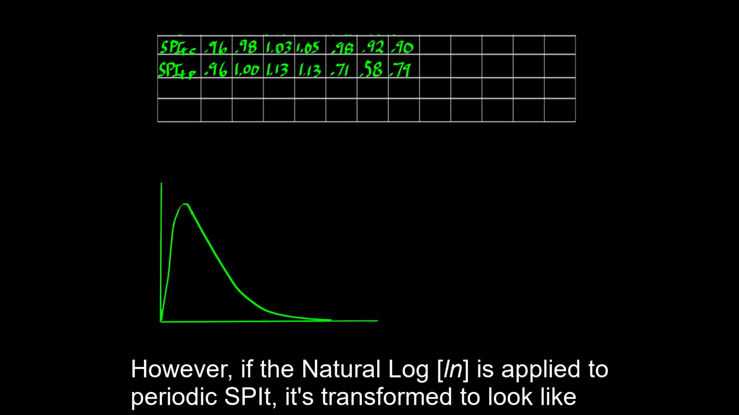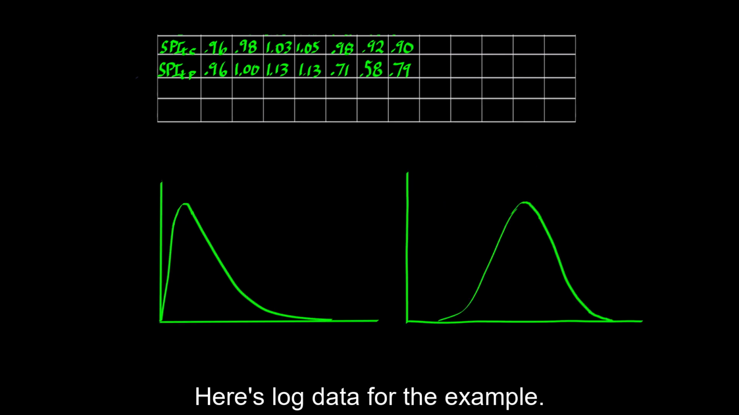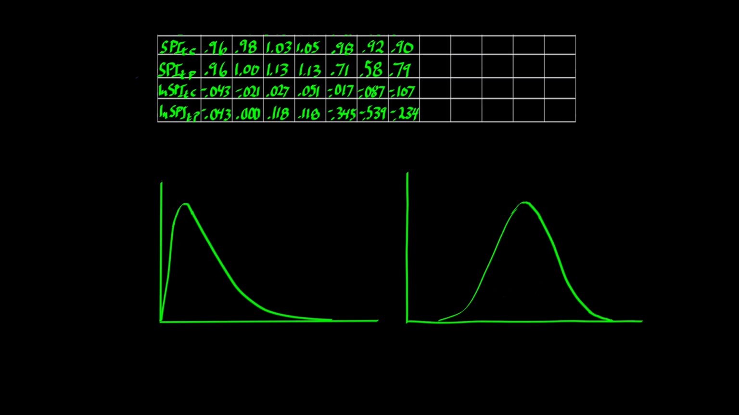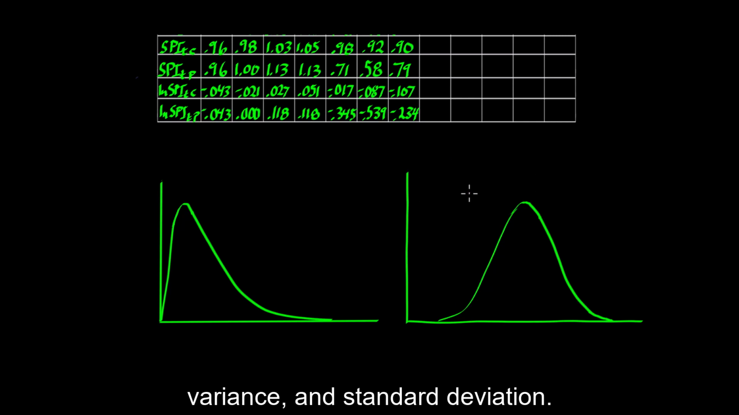However, if the natural log is applied to periodic SPIT, it's transformed to look like this. That's the shape we're looking for. Here's log data for the example. Bell-shaped curves like this support common statistical techniques such as sample mean, variance, and standard deviation.